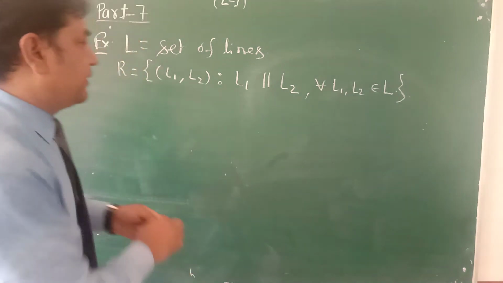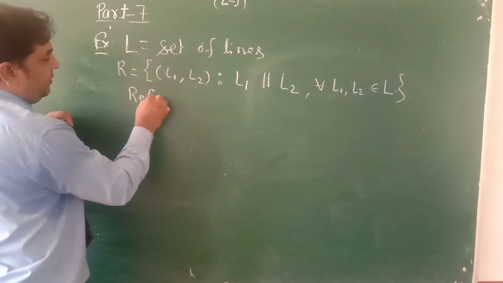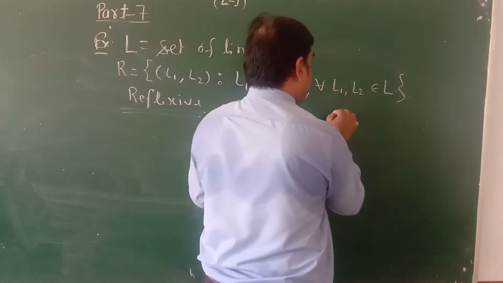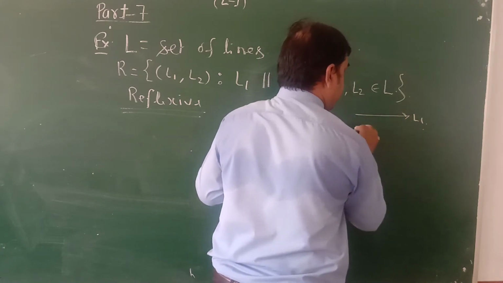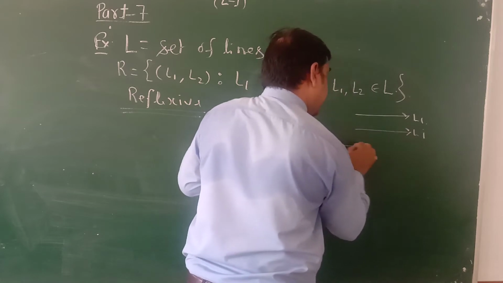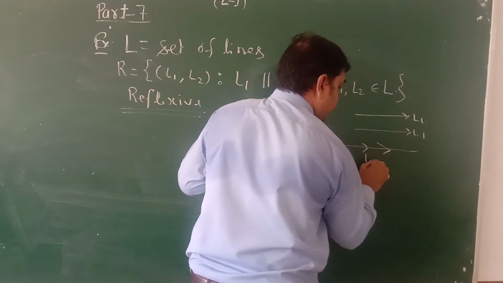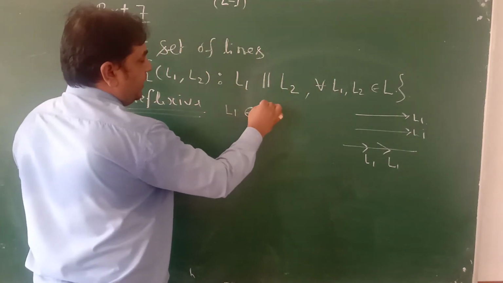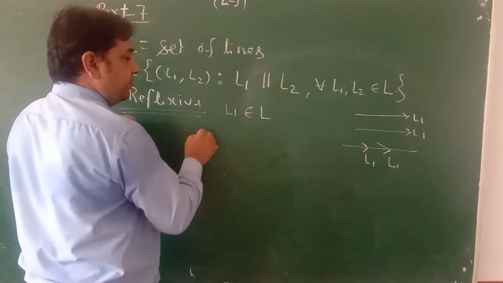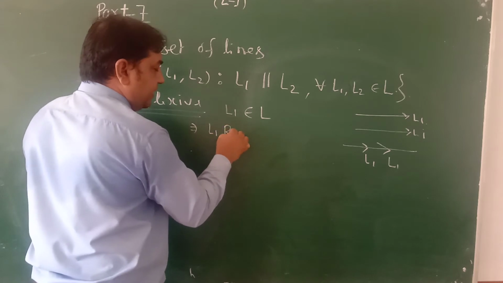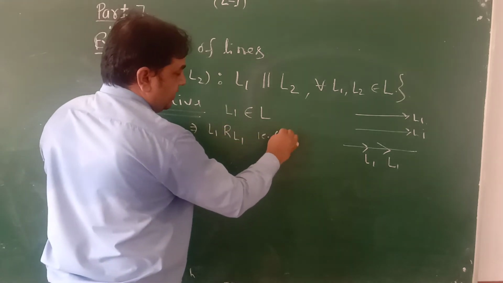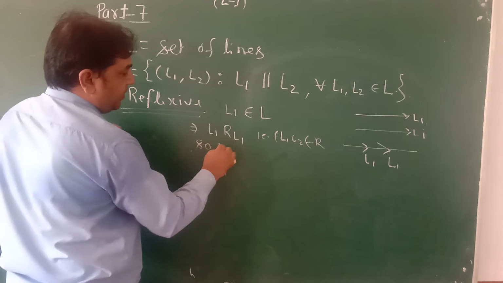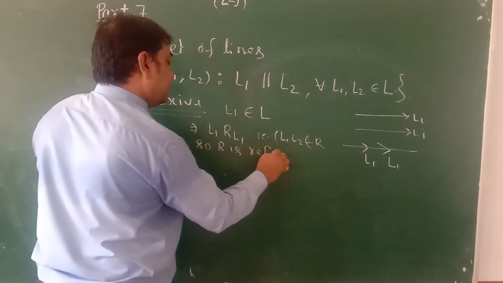Let us check the reflexive relation. You know that if there are two lines, this is line L1 and this is also line L1. So L1 and L1 both are on the same line. So if L1 is an element of L, this implies L1 is related to L1, that is (L1, L1) belongs to R, so R is reflexive.